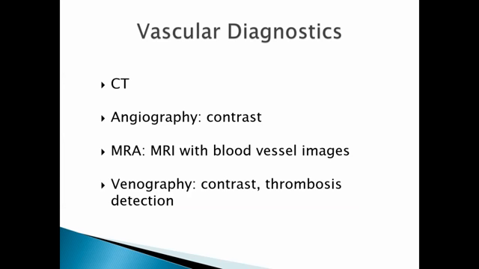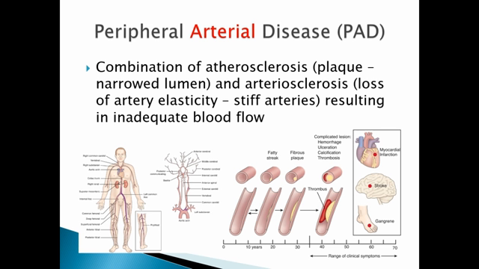Other vascular diagnostics include the CT angiography, which we talked about previously, and MRA or MRI, where they're actually imaging the blood vessels. Venography is used, again, contrast is administered, and it's basically used to identify thrombosis.